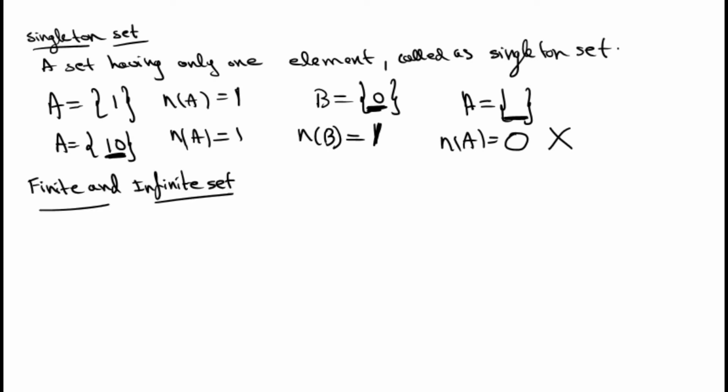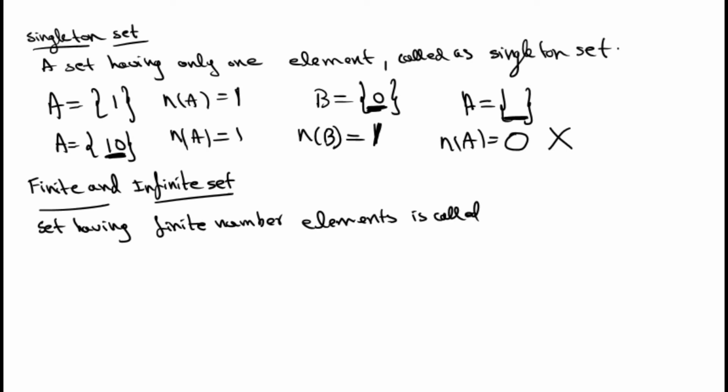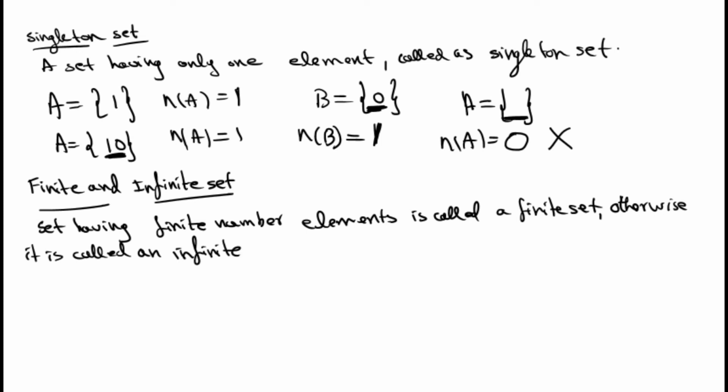Next is finite and infinite set. Definition says a set having a finite number of elements is called a finite set. Otherwise it is called an infinite set. Otherwise we call it an infinite set.